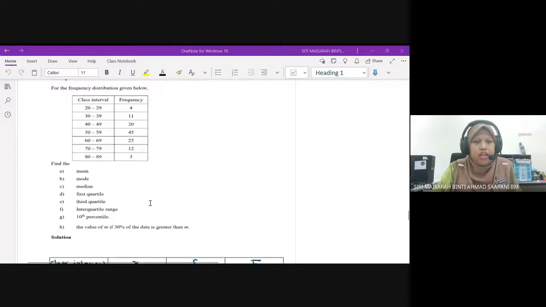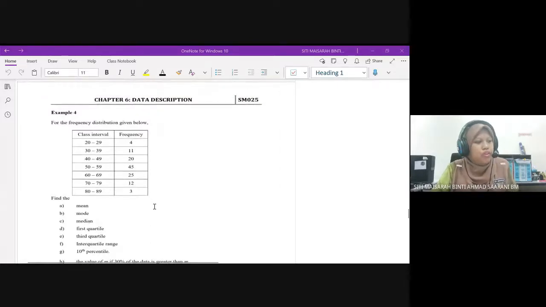Before we continue with lecture 3, chapter 6, we continue our lecture 2. The last example for lecture 2, we haven't finished discussing example 4. So let's continue with example 4 first before we continue with lecture 3 of chapter 6.